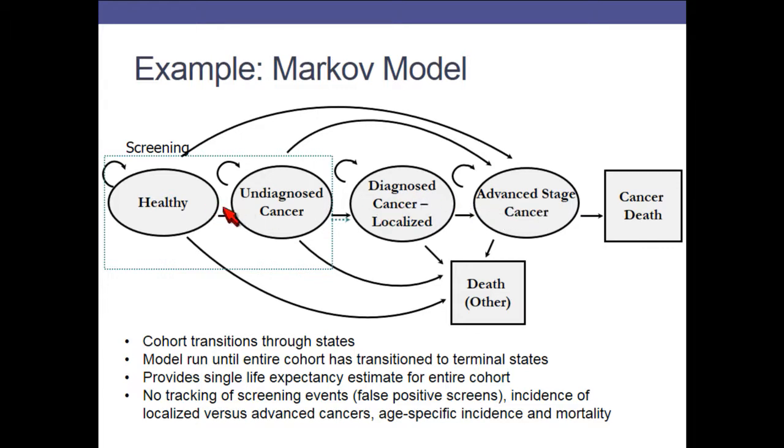All along the way, the cohort faces risk of death due to competing causes. And for those that reach advanced stage cancer, there's a risk of cancer death. The models are usually run until the cohort has reached the terminal states, and then you can generate a single life expectancy estimate for the entire cohort. But again, you're unable to track screening events or other population-level statistics like incidence of localized versus advanced cancers and age-specific incidence and mortality.